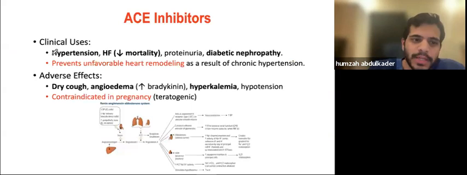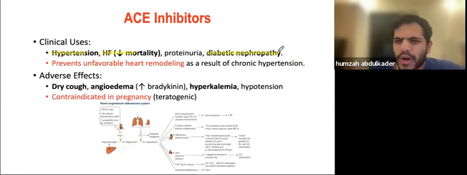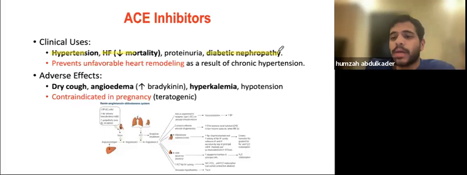ACE inhibitors are used for hypertension. They're used for heart failure, proteinuria, and diabetic nephropathy. It came in our exam. It comes all the time where they say diabetic with hypertension, what's the best medication to give? It's ACE inhibitors, because it helps with the diabetic nephropathy and it helps with the hypertension.